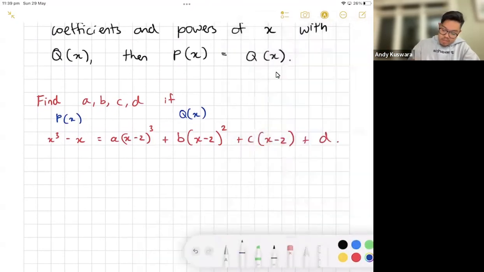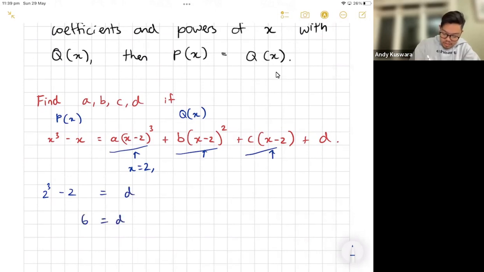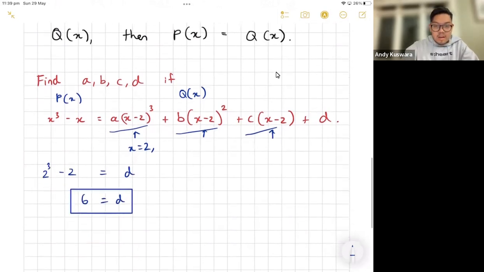First things first, let's see what happens if we let x equal 2. We're going to get a lot of things turning to 0. So if x equals 2, then we get 2 cubed, take away 2, should equal, technically, that'll cancel, that'll cancel, that'll cancel, just leaving us with d. And from there, we can get that d should be the same as 6. Now, once we know that, let's keep going and see what else we can find.